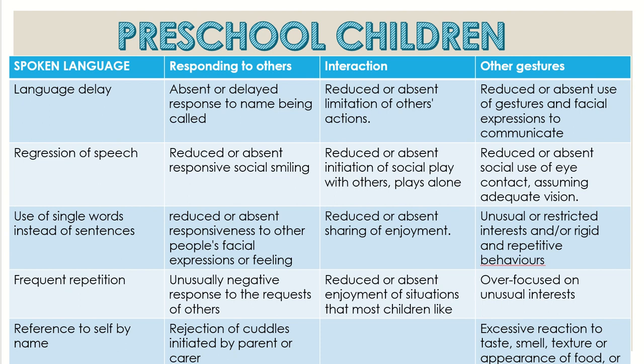For example, in preschool children, that can be categorized as spoken language, responding to others, interaction, and other gestures. In spoken language, there will be a language delay, there will be regression of speech, use of single words instead of sentences. For example, I know someone who was worried for a long time, but when they heard the baby speak a whole sentence, they were so surprised. Oh, finally, thank God, the baby spoke in a whole sentence for the first time at the age of 5. Frequent repetition, reference to self by name.